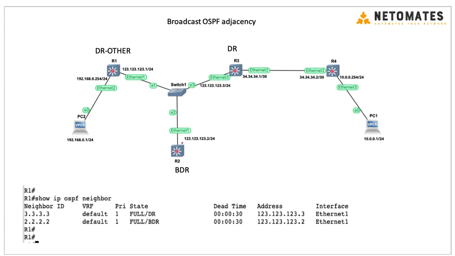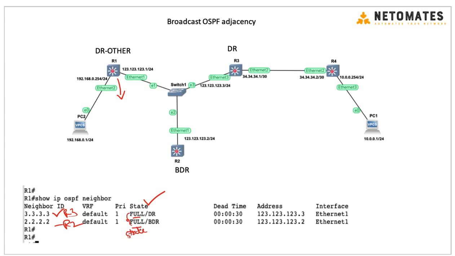So to verify the status of the neighbors, we can use show ip ospf neighbor. So now I am checking the neighborship on this one. We can see it has neighbors with R3 and R2. If you come to the state column, you can see FULL, this is the state.